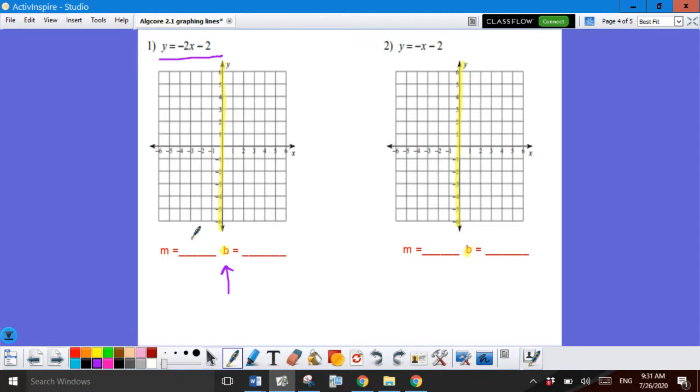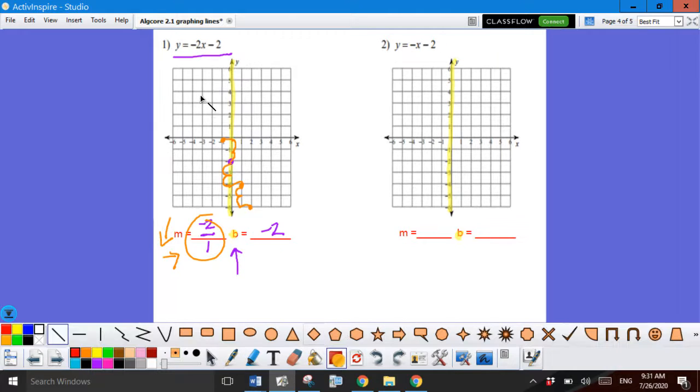So my slope is -2 over 1. Remember, that is over 1. And the b is -2. So that means I'm starting here. Okay. Now -2, that means I need to go down and to the right. 1, 2, right 1. Do it again. 1, 2, right 1. And do the opposite. Up 2, left 1. And I can draw my line.